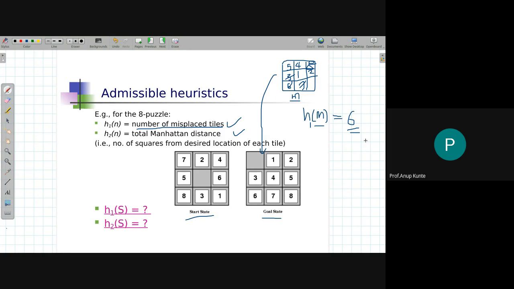Now if I see h2, heuristic 2, they say that this is the total Manhattan distance. Now what is a Manhattan distance?